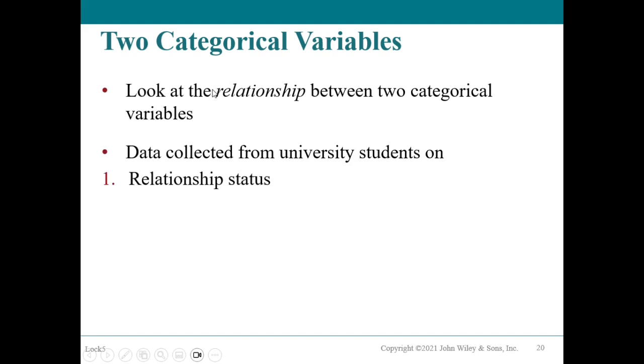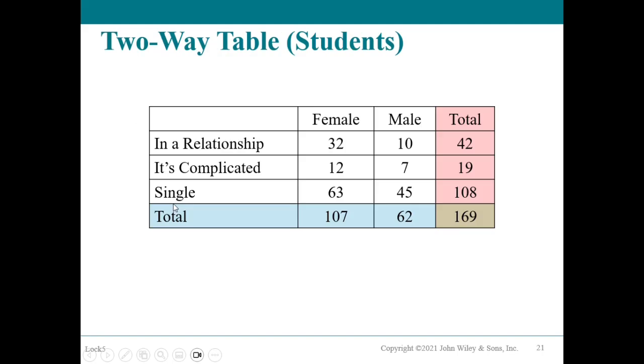So we have an example here, actually data collected from our university students about their relationship status. So relationship status is a categorical variable. It can have a few different unique values. I'll show you those values just in a second. And the other categorical variable is gender. For now, we keep gender as binary, so we have male and female. The results from that study are summarized in this table.